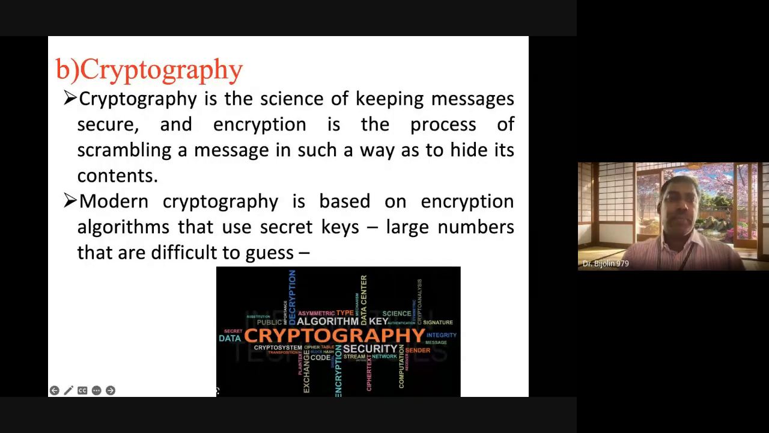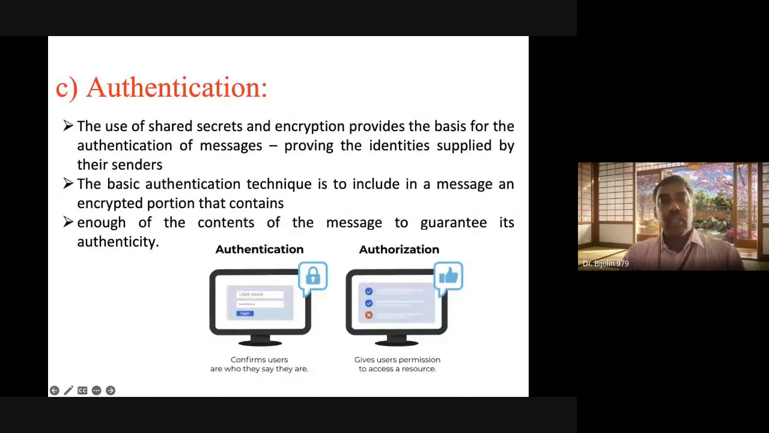So these are the different types of cryptography algorithms that we can implement for safeguarding our data information. Modern cryptography is based on encryption algorithms that use secret keys with a large amount of data information. So that is related to cryptography.